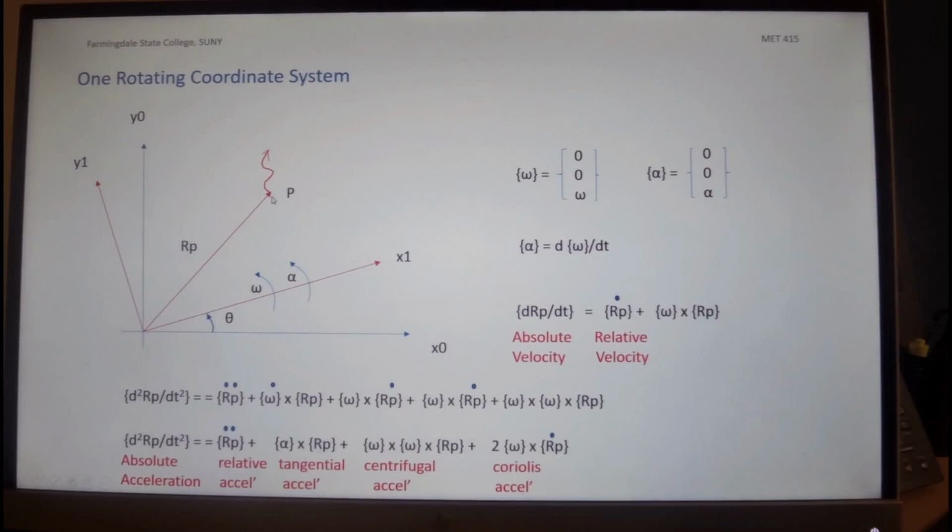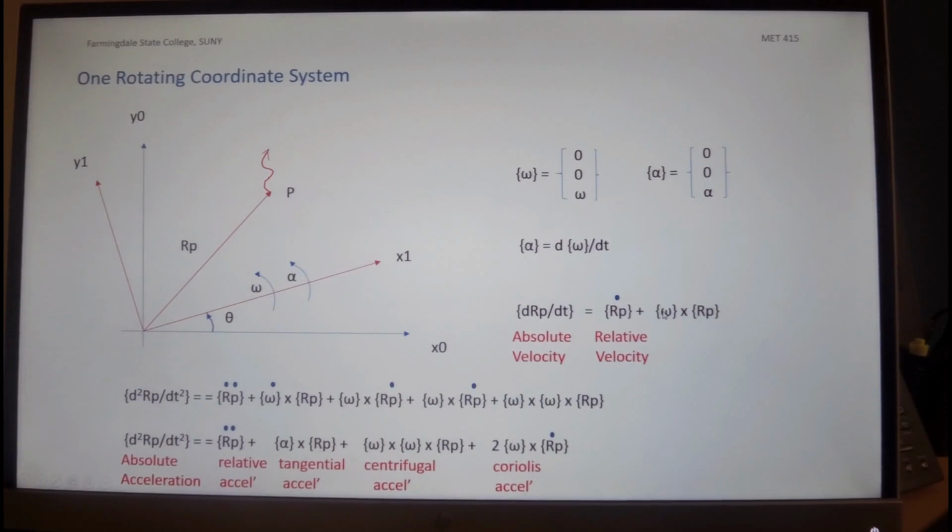Now, here's a point over here which is rotating with the x1, y1 system, but it also has a relative motion with respect to the x1, y1 system. Now, if you would like to find the absolute velocity of point P as seen by an observer in the inertial coordinate system, then we define the derivative in absolute terms by d rp dt, and this equals the relative velocity of point P with respect to the moving coordinate system plus omega cross rp.